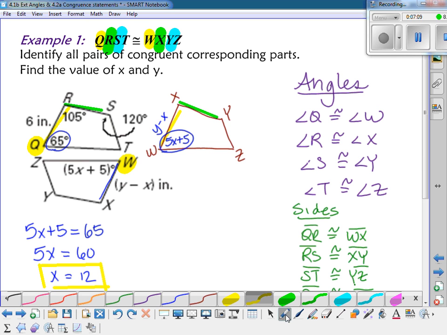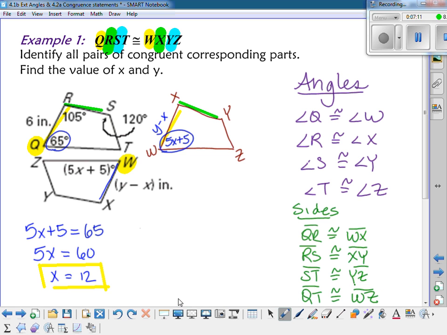Then I can solve for y, because I know y minus x has to equal 6. Because here's my 6 and my y minus x. And now I can plug in the x, which was 12. Add 12 to both sides, and I get that y is equal to 18.